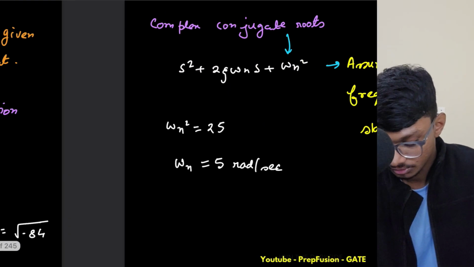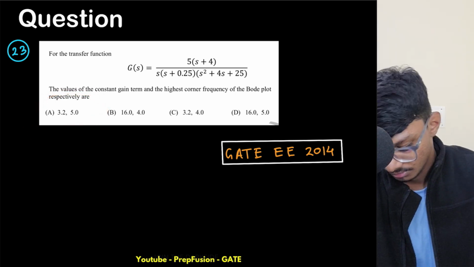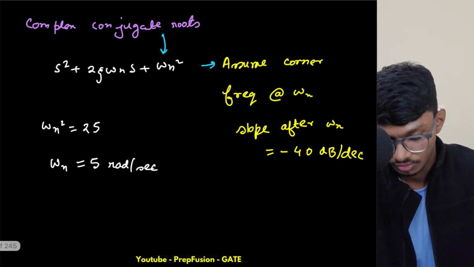So one more thing. 3.2. So what is the option? 3.2 and 5. So option A is correct. Okay, option A is correct. So I should write here my corner frequency. Like I assume corner frequency is here.